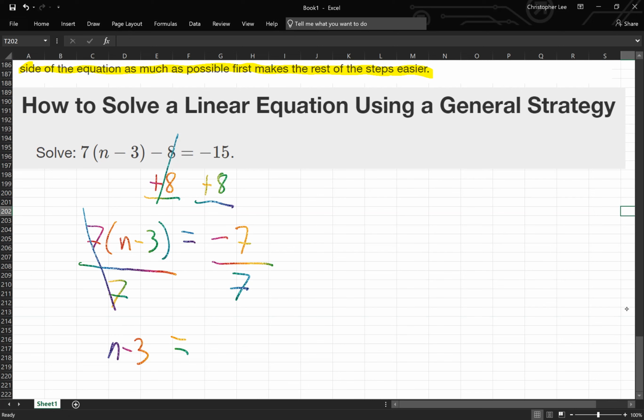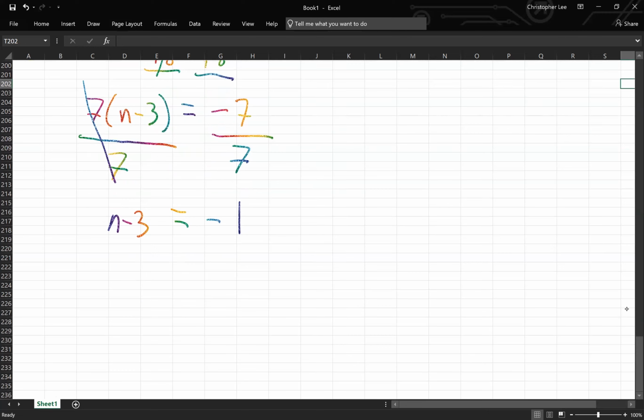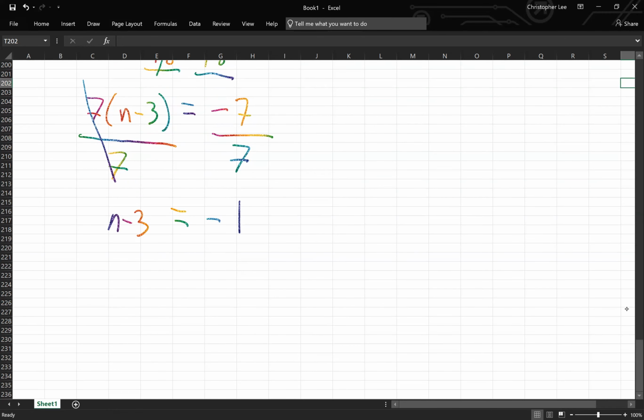What do you get when you divide anything by itself? What number? One. So this is going to be -1. Now, after that, I want to solve for n, so I'm going to add 3 over here, but what I do to one side, I do to the other. So now what's my final answer? n is equal to -1 plus 3, which is 2.